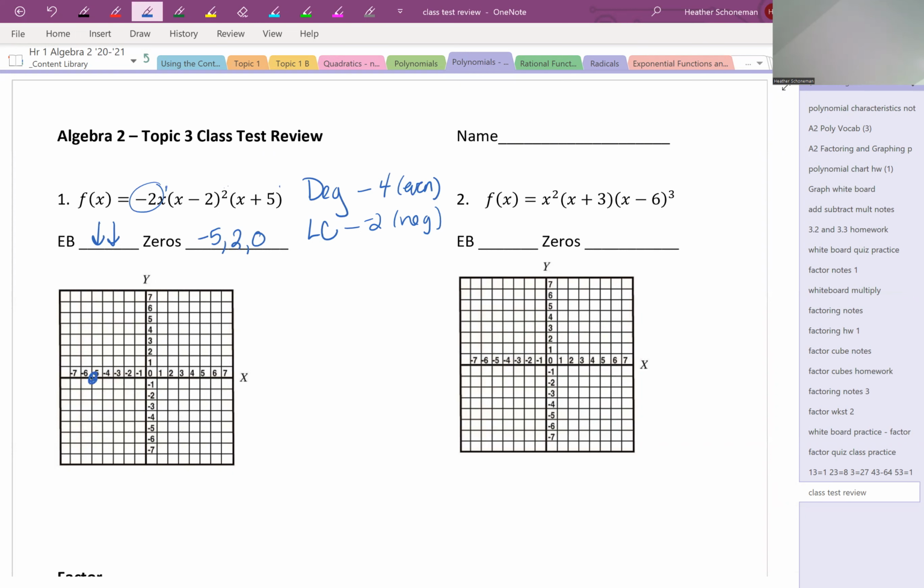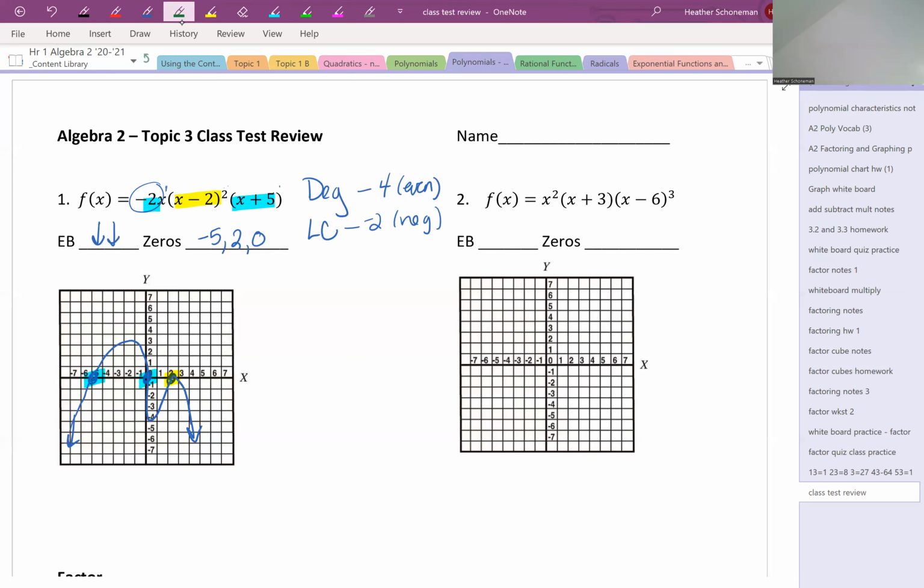So I'm going to make my points here. We know that we're going to end down on both sides. And as we're looking through it, the 2 occurs twice. So when it occurs an even number of times, it's going to bounce. But on these, they just occur once. So it's going to go through. So as I sketch my graph, we're going to go through, bounce, and we're done.